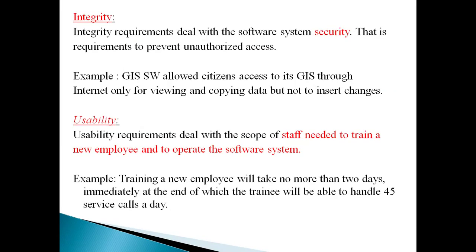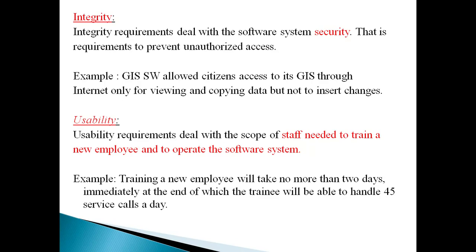Integrity. Integrity deals with software system security, that is, the requirement to prevent unauthorized access. For example, GIS software allows citizens to access its GIS through the internet only for viewing and copying data, but not to insert changes. You cannot change your map. You can only view and copy your data.